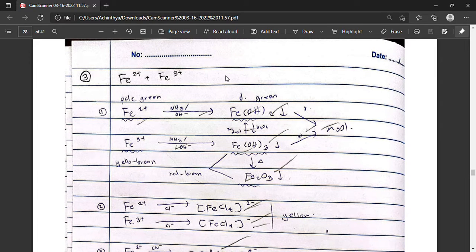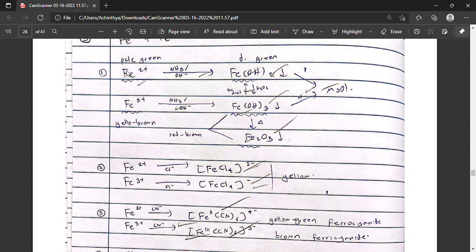We are going to do another interesting thing. Let's compare how the ferrous ion solution differs from the ferric ion solution when it comes to reactions. You see, first and foremost, the ferrous ion solution is pale green in color, while the ferric ion solution is yellow brown in color. They both react with aqueous ammonia or hydroxide ion solution to form their respective hydroxide.